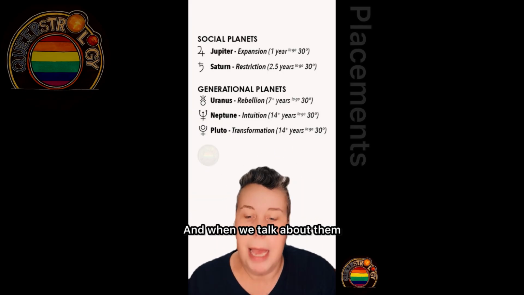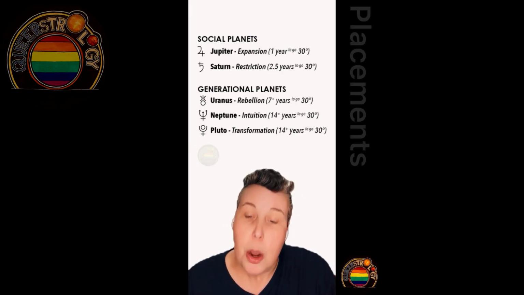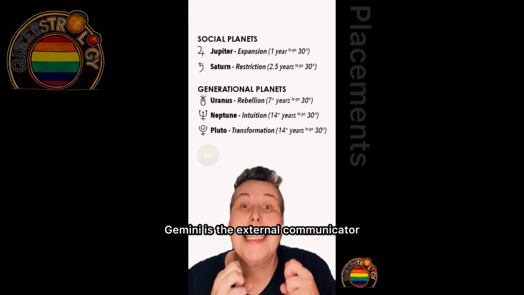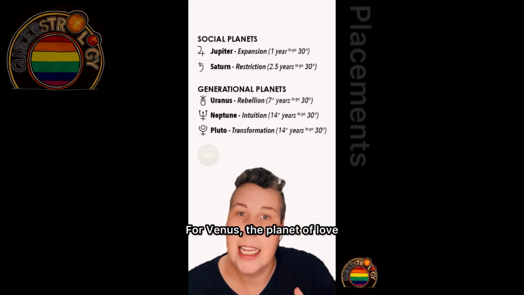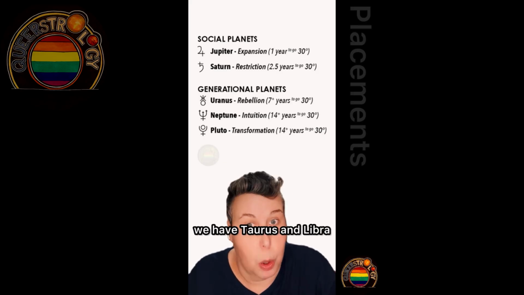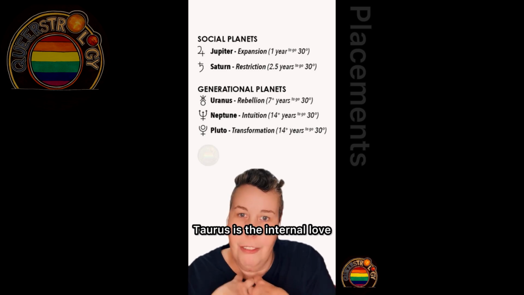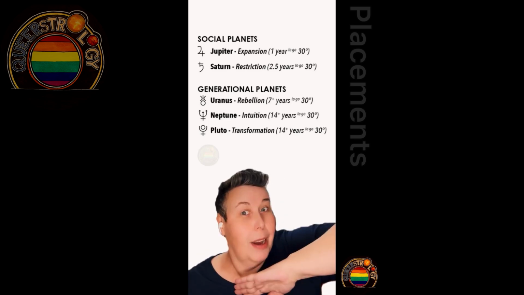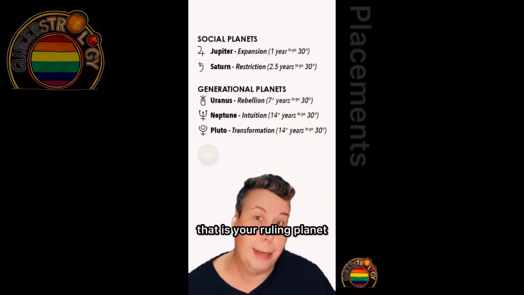And when we talk about them, it's the internal and the external of them. Mercury, communication, for Mercury, we have Gemini and Virgo, right? Gemini is the external communicator, Virgo is the internal communicator. For Venus, the planet of love, we have Taurus and Libra. Taurus is the internal love, the cozy at home. Libra is the I love you external love. Whatever your rising sign is, if you know your rising sign, the planet that rules that is your ruling planet.